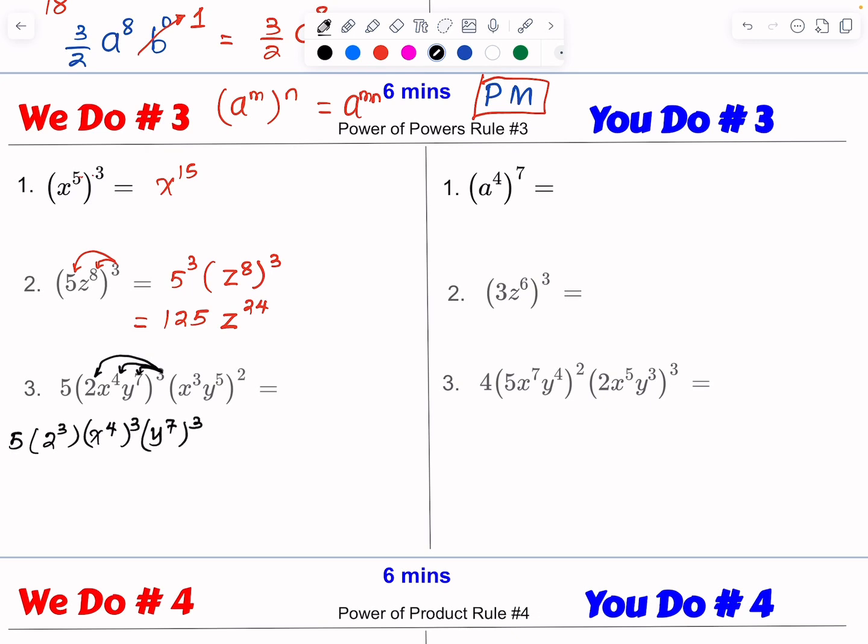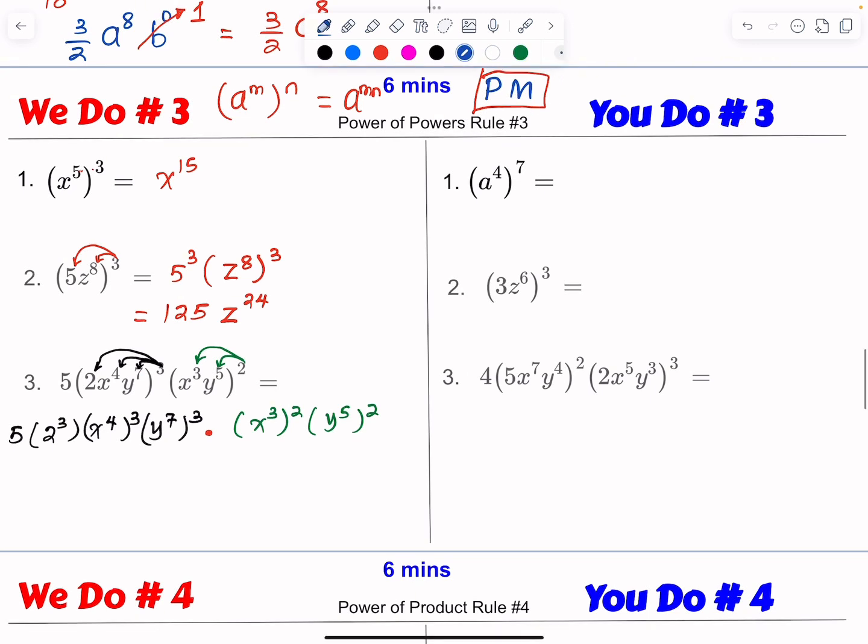And then now I am multiplying, so I need to multiply. The next thing I want to do is give this 2 to this power, and give this 2 to this one too. So how am I going to write that? This one will be x to the power of 3 to the power of 2. Then I have y to the power of 5 to the power of 2. Then the next thing I want to do is simplify. So I have my 5. 2 to the power of 3 is going to give me 8. And then I need to multiply 4 times 3, so x to the power of 12, and then 7 times 3, y to the power of 21.